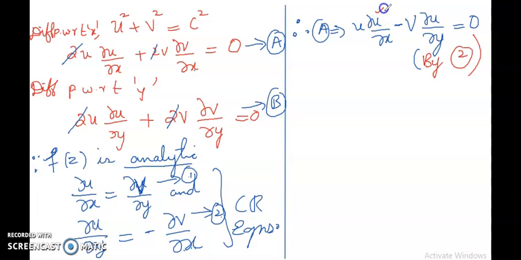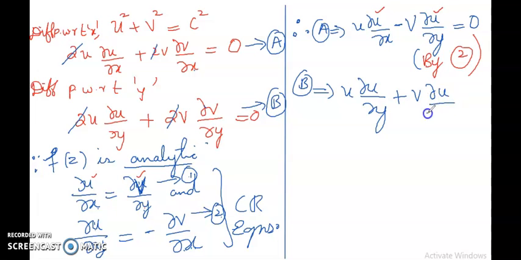Now you see here also you have the u function. Similarly, in the next equation, what is dou v by dou y? Dou v by dou y is dou u by dou x, so instead of dou v by dou y we can substitute dou u by dou x. So equation b implies u into dou u by dou y plus v into dou u by dou x is equal to 0. This is because of equation 1.